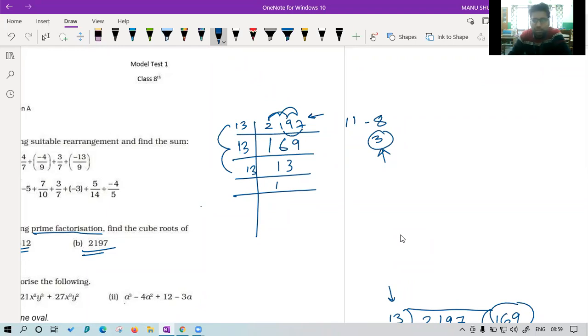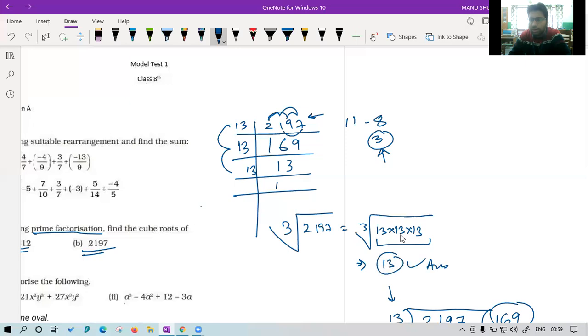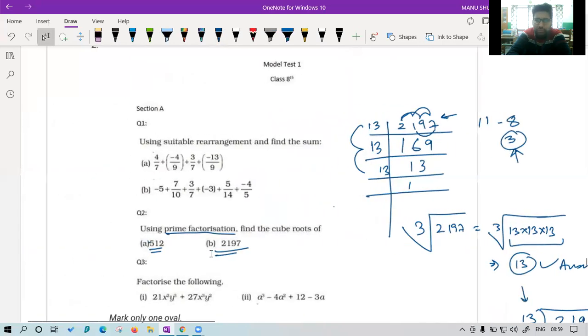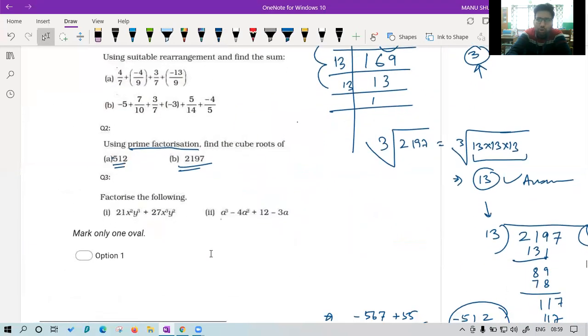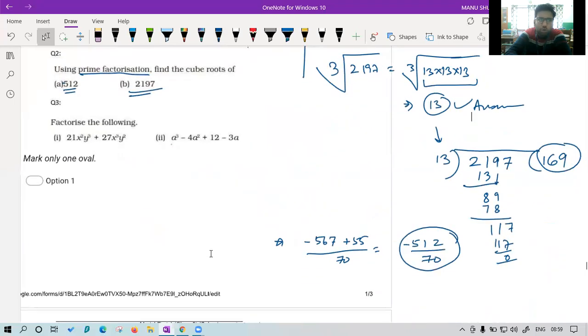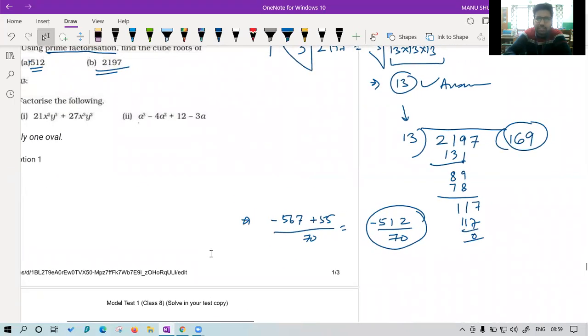The cube root of 2197 is the same as the cube root of 13 into 13 into 13. As there is only one triplet of 13, 13 will come out as the answer. That's it. I hope most of you got this answer, and that too on your own. Now, question number 3, factorization.